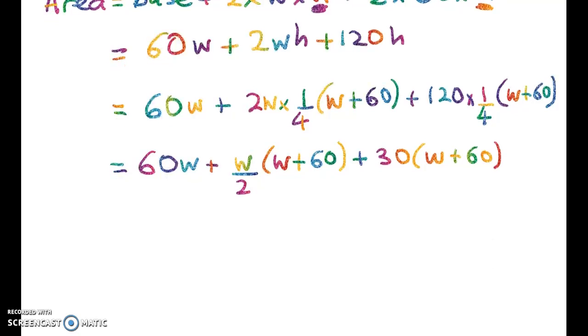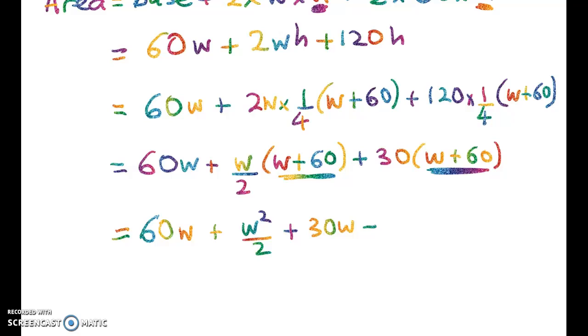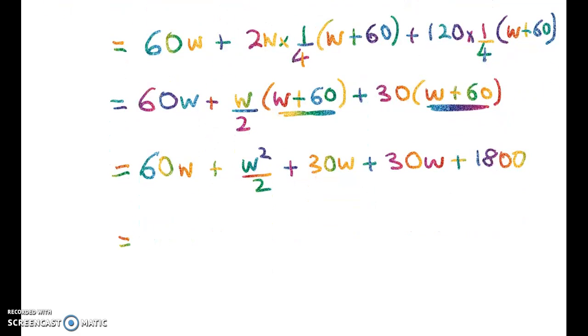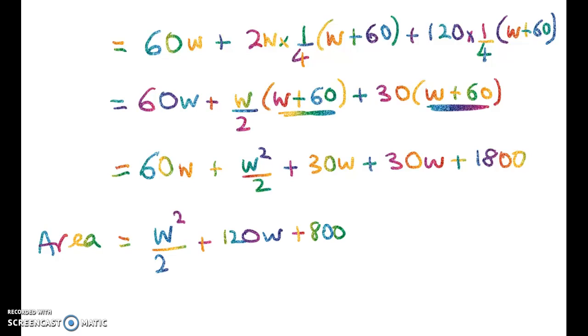The next step is that we can see the quadratic forming, so we're going to expand everything out. You could be smart and take out a common factor here, but I'm going to do this the easiest, clunkiest way. So we get w squared over 2 plus 30w plus another 30w plus 1800. So this is my expression for area. W squared on 2 plus 120w plus 1800.